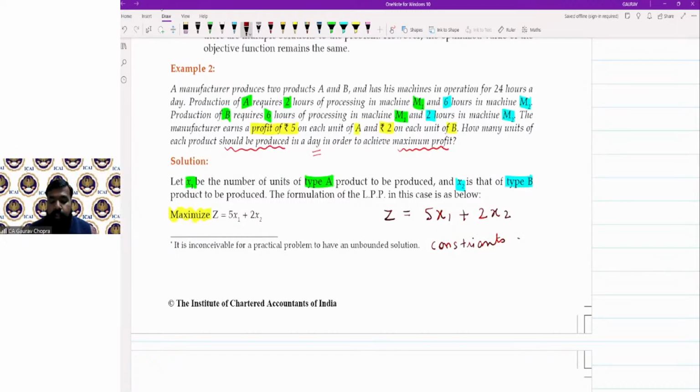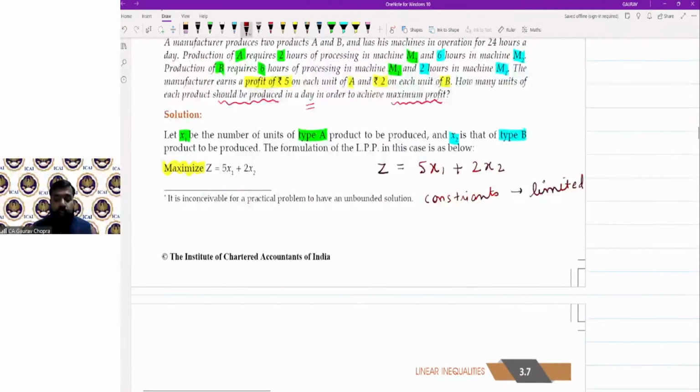Constraints का मतलब है limitation, कि हमारे पास कुछ चीजें limited होती हैं. Like in economics, we say resources are always scarce. Time is limited. Raw material is limited. Labor hours is limited. तो हर चीज limited होती है, कुछ ना कुछ constraints हैं. उसी constraint को हमें यहाँ पर equation या inequality के form में लिखना है. So what is the constraint?